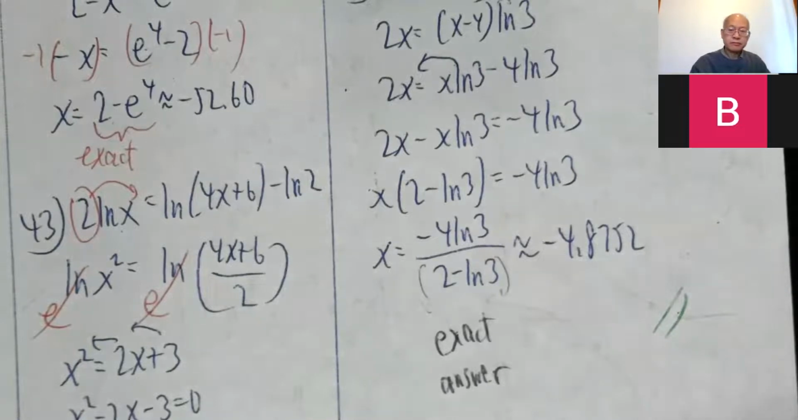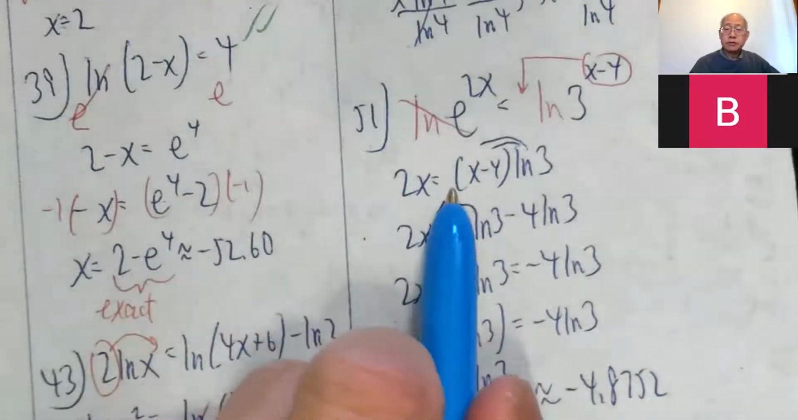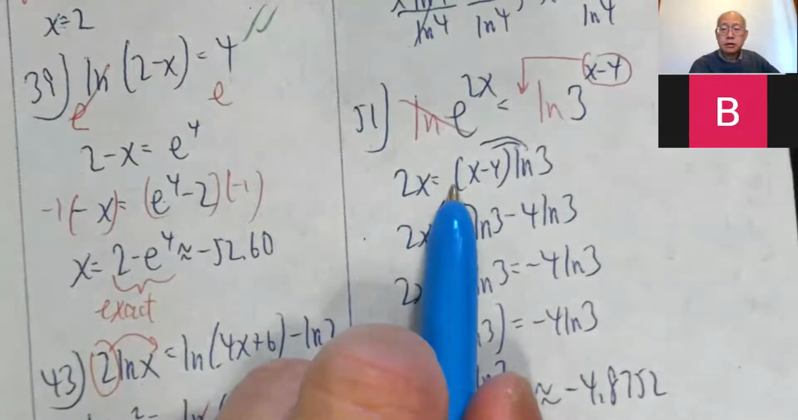Wait, how did you go from 2x ln e to 2x? Okay, here, oh, I see, the ln and e cancel out. Is the e canceled? Okay, yeah.